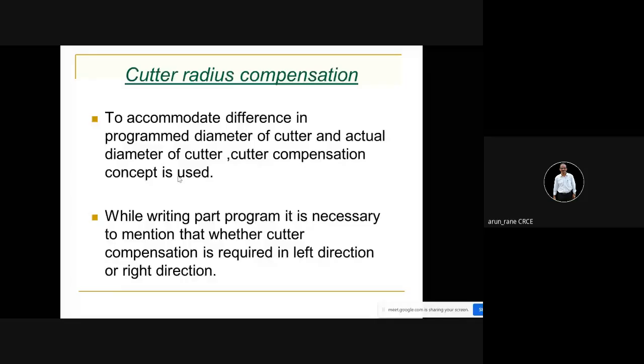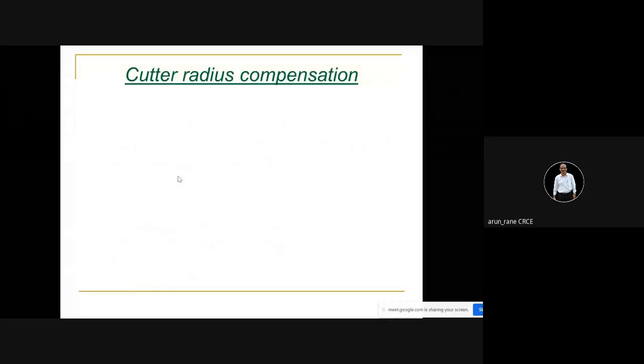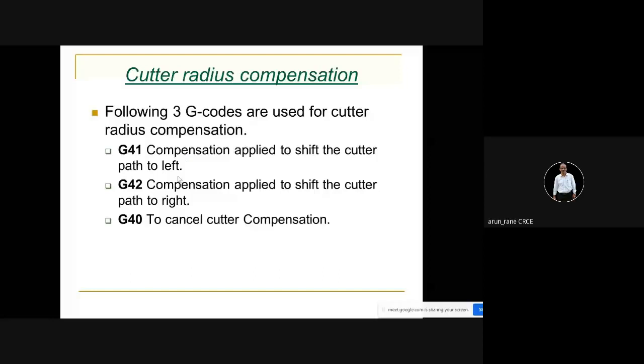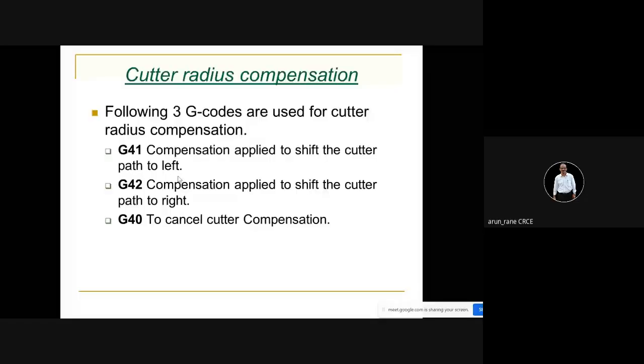So cutter radius compensation is a must. Cutter radius is also called the cutter diameter. To be technically correct, we use the term cutter diameter compensation on a milling machine and radius compensation on a lathe machine. So we say tool diameter compensation on milling machine and tool nose radius compensation on lathe. TNRC, remember TNRC, tool nose radius compensation.